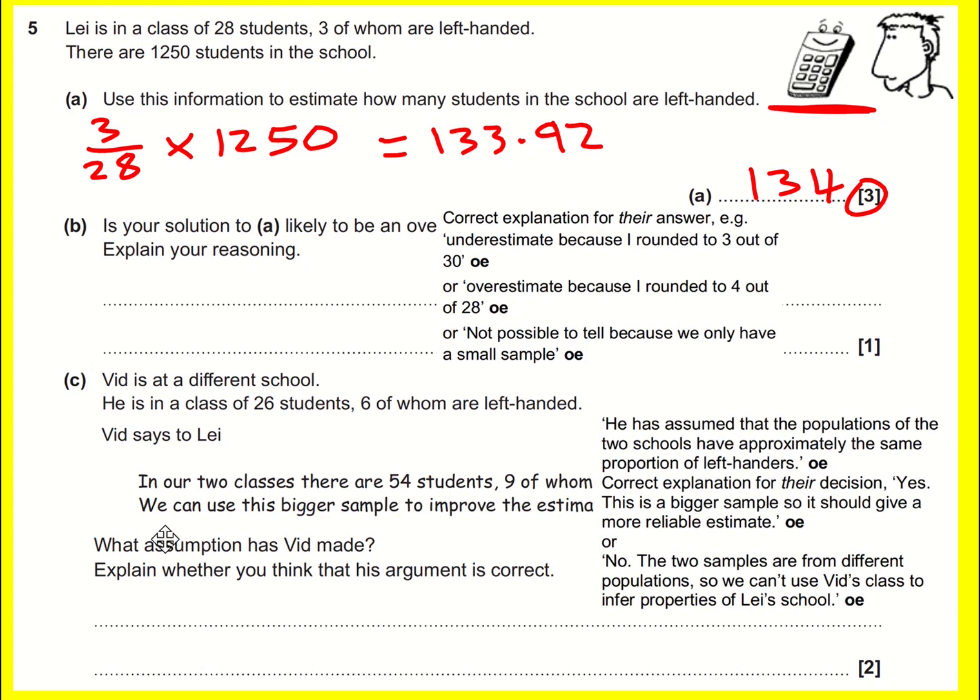And then, is it okay to make that assumption? Well, you might say yes, because it is a bigger sample, so it should be more reliable. But you could also say no if you say they're from different populations and you don't know if that assumption is true. So actually, again, this question doesn't have a definite answer. It's just making you think about these things, about essentially sampling and what's okay to do and what's not okay to do.